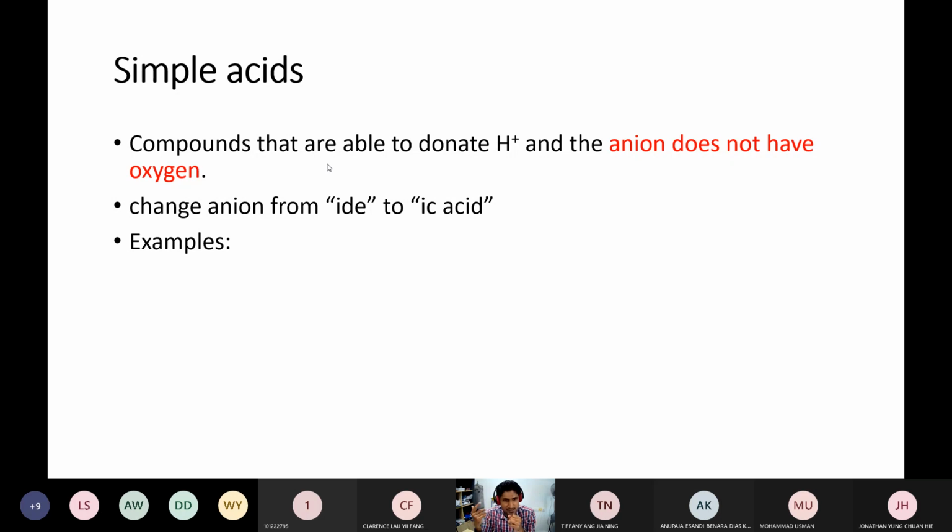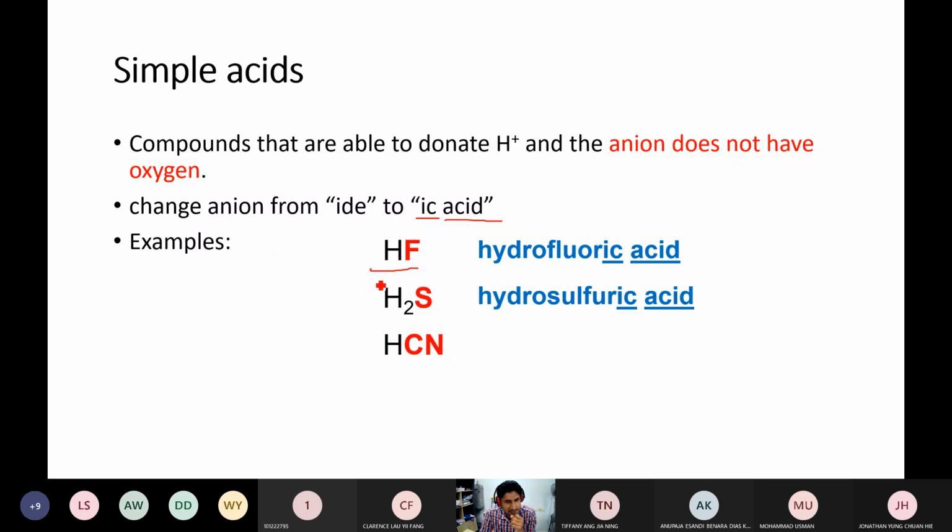It doesn't matter whether it is a strong acid or a weak acid, but it will be an acid. For the name, the anion changes from ide to ic, and then the term acid is added. The examples are HF, hydrofluoric acid, then hydrosulfuric acid, hydrocyanic acid.